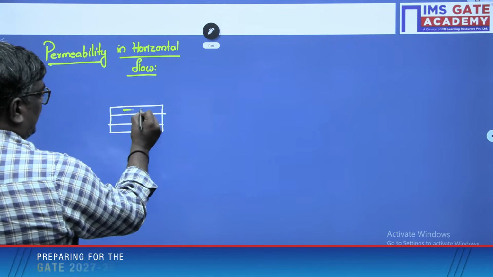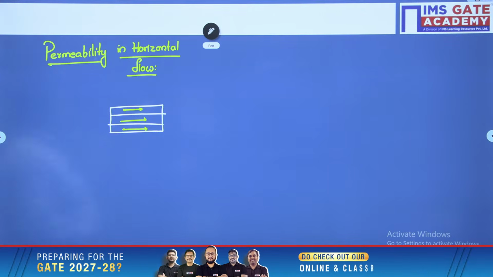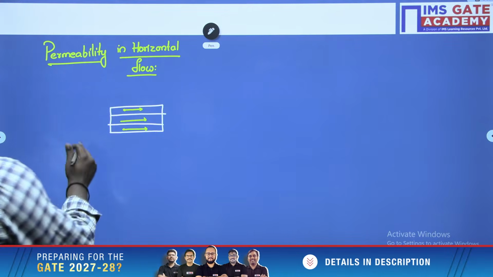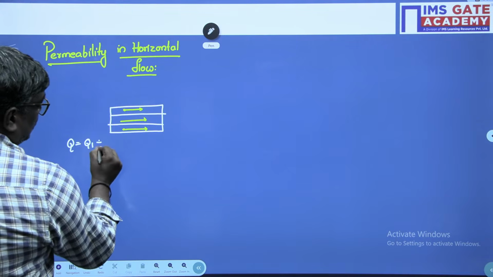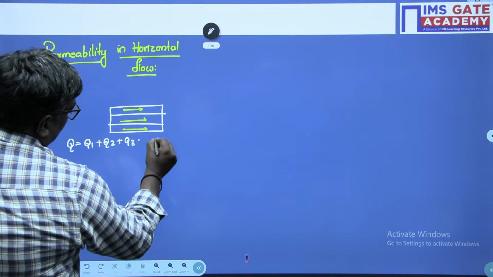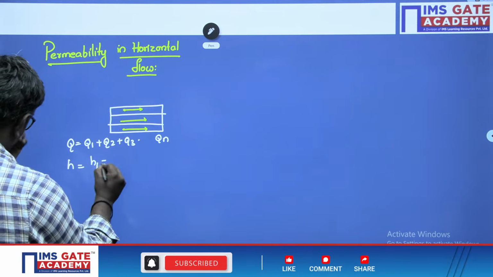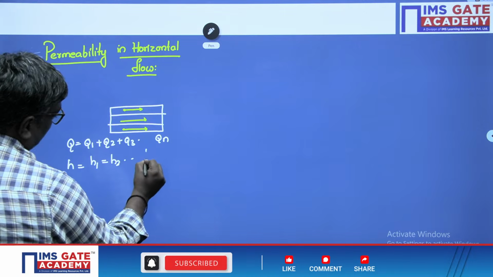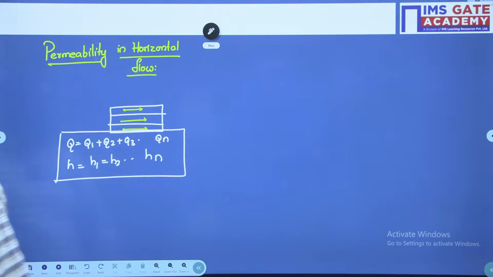So here is the permeability which is flowing. If you say permeability in a horizontal flow, you should understand that discharge will be equal to the summation. It can be n layers. Head loss will be the same. These two equations you should remember, even though you remember the formula.